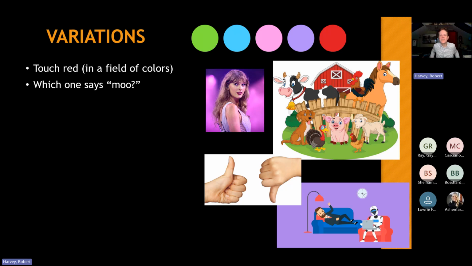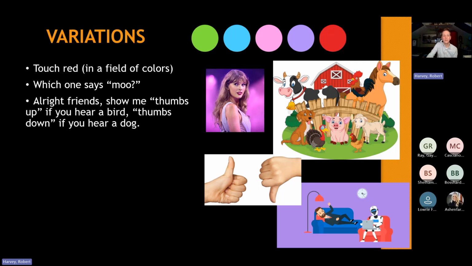And you could have them discriminating one thing in that field. You could say which one says moo, and in this case, you've got a picture with lots of things in it. Maybe you're looking at a book, okay? And you say which one says moo, or which one is the cow, or which one has a flat nose, right? And that's the pig. Which one says gobble, gobble, gobble? So looking at a picture with lots of different things to discriminate between.